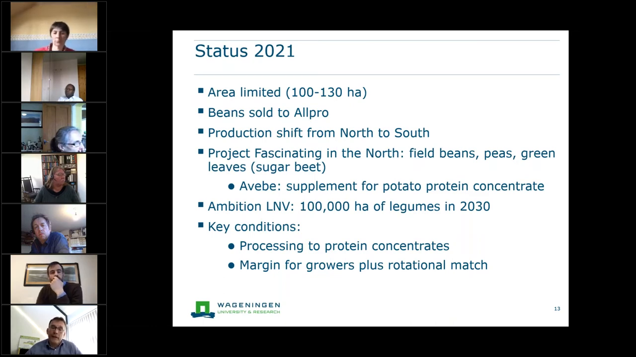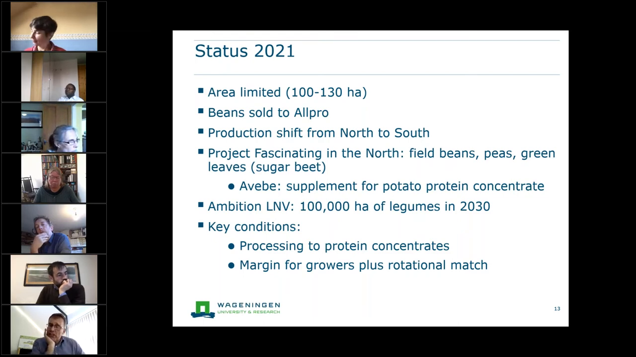So now they are interested in other protein sources when they cannot process starch potatoes anymore, and that's mostly from, let's say, February, March to end of summer. And this could be interesting because they have a good market for their protein concentrate, and they can sell it at good prices, and that might do the trick. At the same time, our government put an ambition forward of 100,000 hectares of legumes in 2030, which I find very ambitious. I have doubts whether that can be reached.